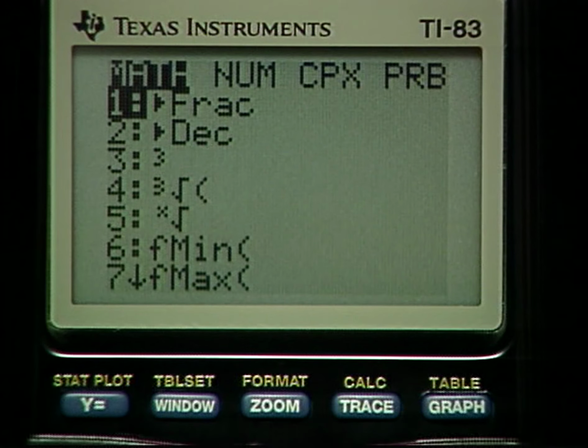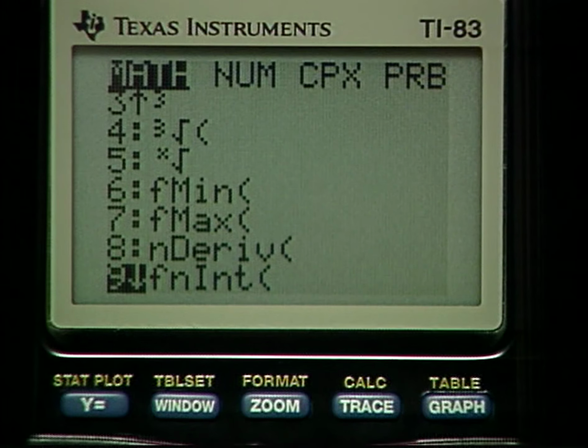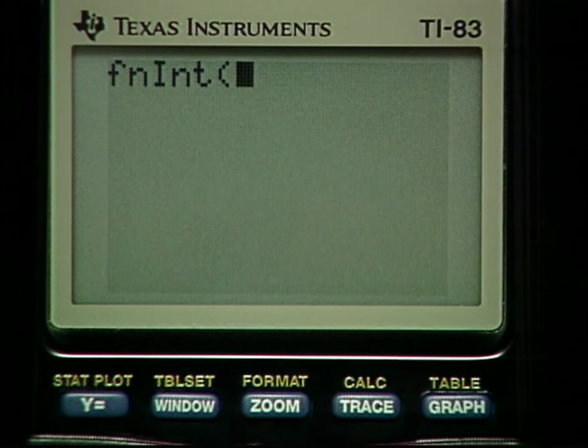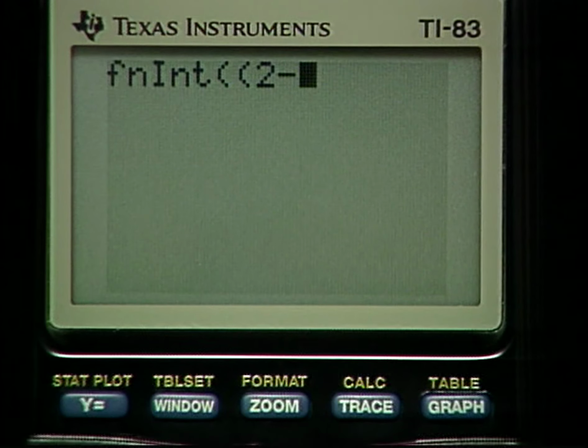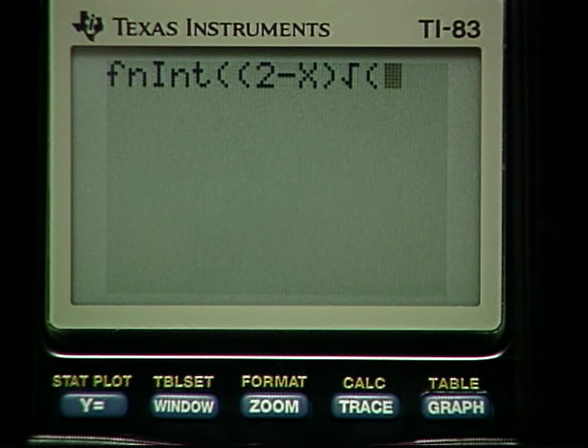I press the Math button on the TI-83, and I'm cursoring down to item number 9. Press Enter, and now we need the information about our integration situation. We want the function first of all, and then the variable of integration, and then the limits. So the function is, I'm opening another parenthesis here, 2 minus x, close parenthesis, and we want to multiply this times the square root of x. And now, it's important here to close this parenthesis.